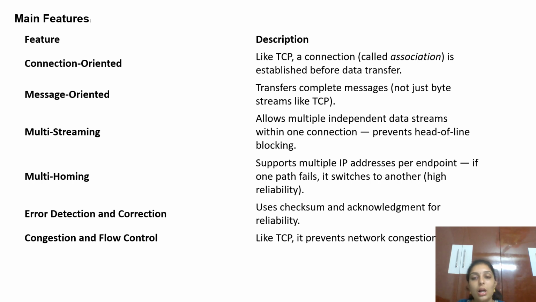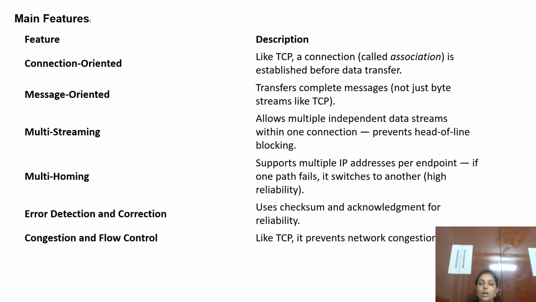Next, multi-streaming: multiple independent data streams within one connection, meaning in one connection multiple data streams flow at a time. Next, multi-homing. Multi-homing means multiple IP addresses. Here we can see multiple IP addresses and multiple independent data streams. Many protocols do not support this, but it is a very innovative feature compared to others. Next, we can also do error detection and correction.